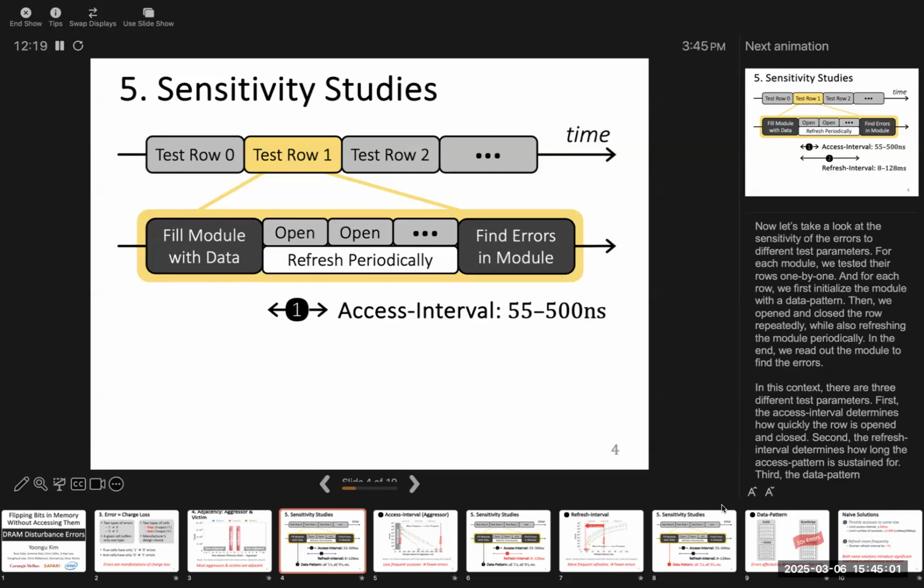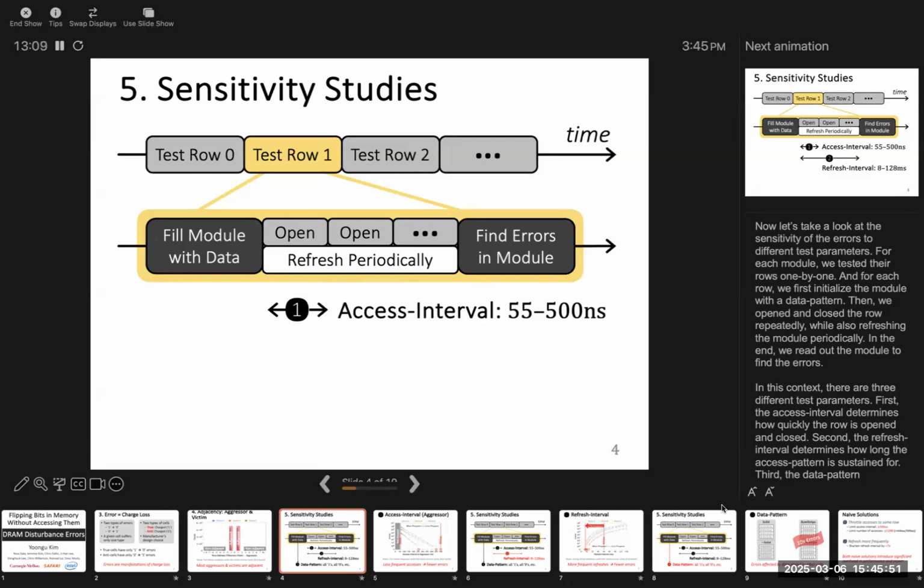But there is a time limit. How frequently can I activate and deactivate this word line signal? Let's say if I activate it at time 0, is there any time period for which I have to wait before I can activate it again? There is a time period, which is known as activation interval. So what is the time difference between 2 activations for the same word line? The default minimum is 55 nanoseconds. So what they did is they performed the sensitivity study where they changed it from 55 nanoseconds to 500 nanoseconds.